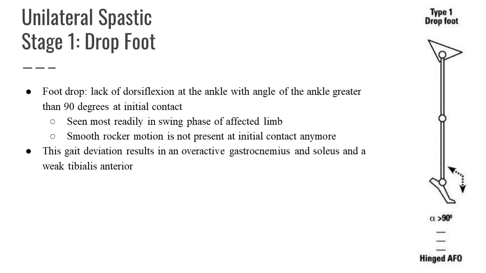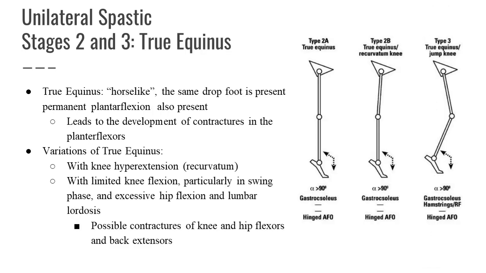This gait deviation also results in overactive plantar flexors, namely the gastrocnemius and soleus, and a weak tibialis anterior, which is the primary dorsiflexor. The next gait pattern we're going to be looking at comes from the gait deviation known as true equinus. This means horse-like, and the same drop foot is present, although the foot is permanently plantar flexed, and this can lead to the development of contractures in the plantar flexors.